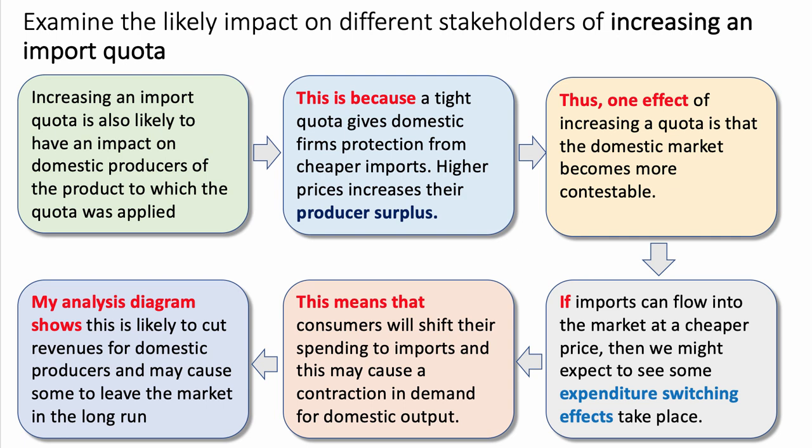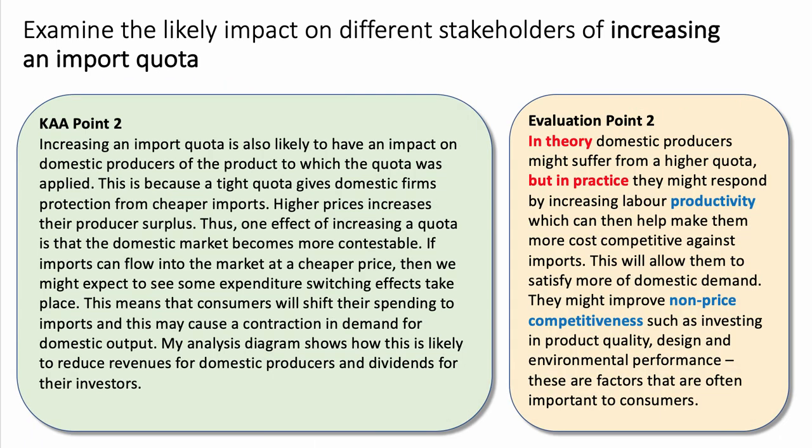Again, it's a chain of reasoning using connective words. This is because, this means that. My diagram shows. These are the little phrases, if you put them into your writing, will really help bind a really good paragraph together. Then we leave a couple of lines. Here's my second KAA point merged into one.